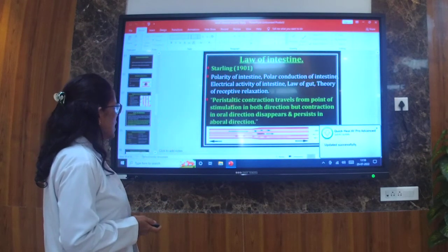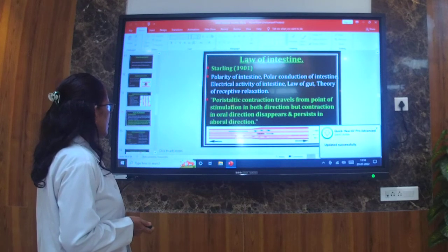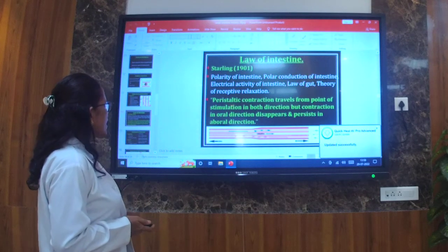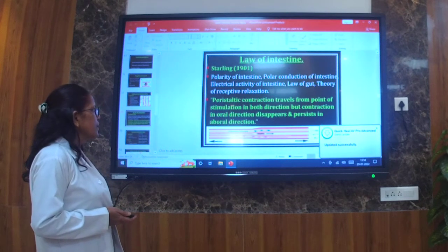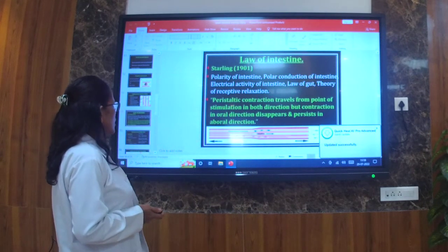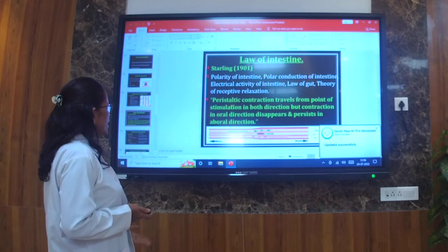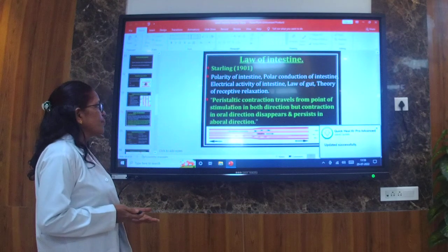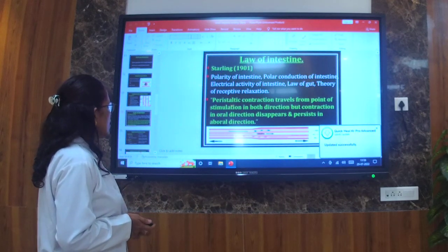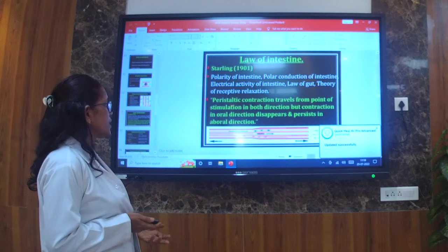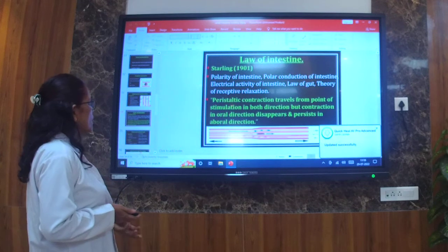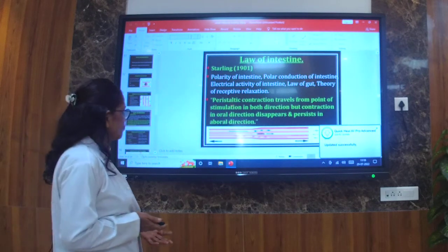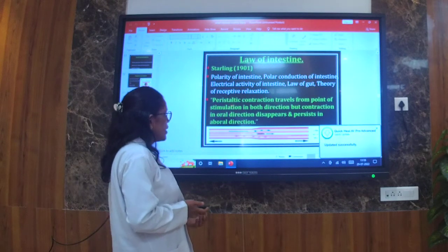Then what is the law of the intestine? This law is called Starling's law, discovered in 1901. It is related to the polarity of the intestine, or polar conduction, or electrical activity of the intestine. It is also called the law of the gut or the theory of receptive relaxation. So what does this law include?